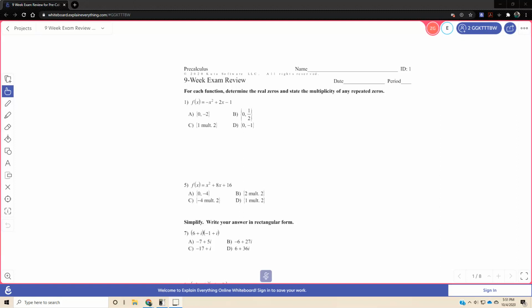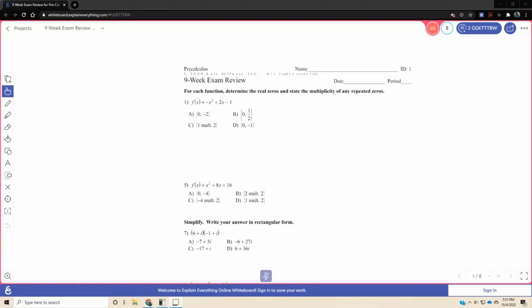This is the pre-calculus 9-week unit exam review. I'm going to go ahead and work as many problems as I can. Please work these out with me. For each function, determine the real zeros and state the multiplicity of any repeated zeros.